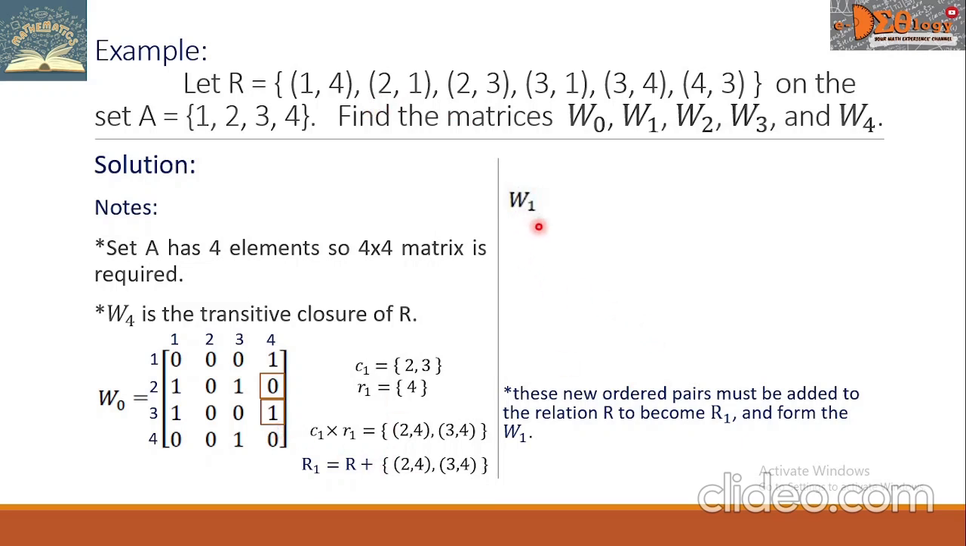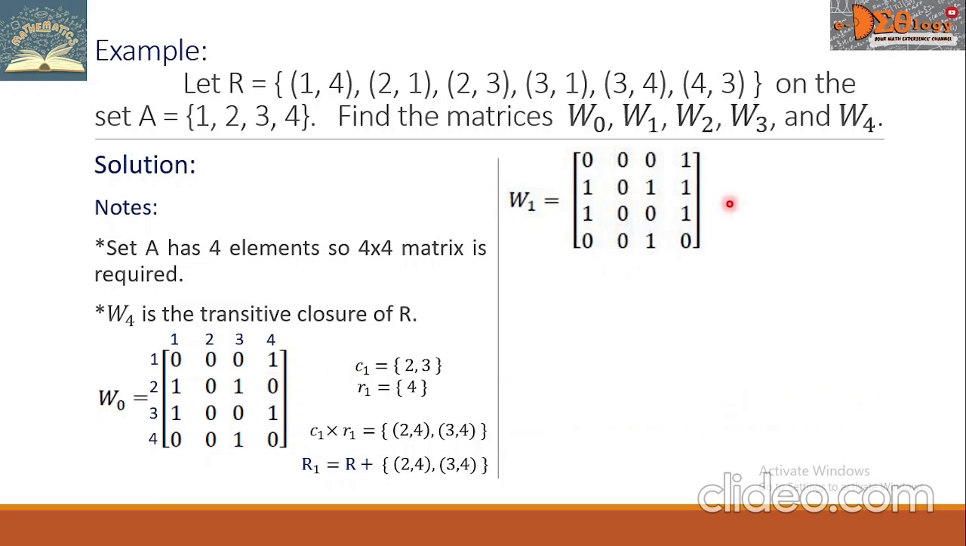In writing the W sub 1, we will just simply copy this matrix W sub 0. But because of this 0 that corresponds to 2, 4, and this 2, 4 now exists, we're going to change this 0 into 1. So W sub 1 becomes like this. The 0 here now becomes 1. We are now able to write the W sub 1. Let us now write W sub 2.